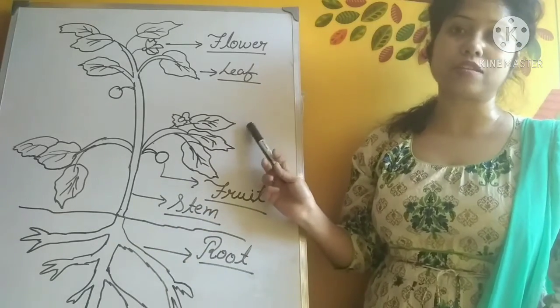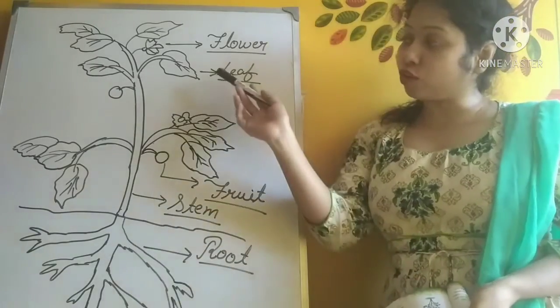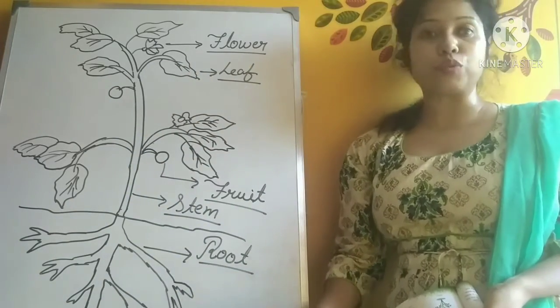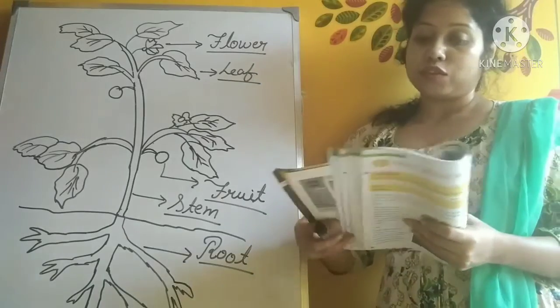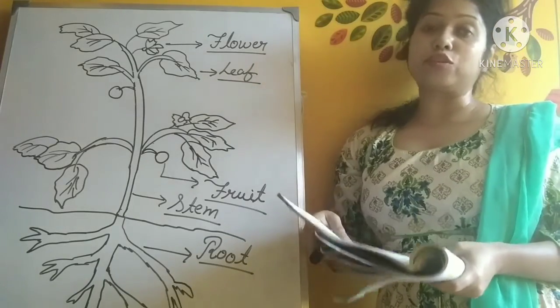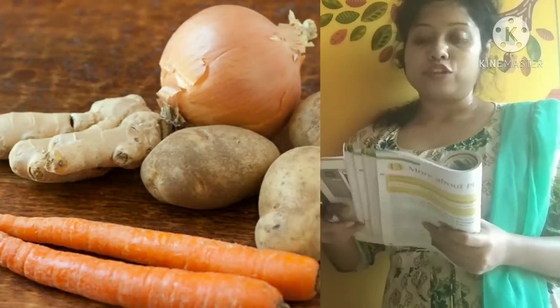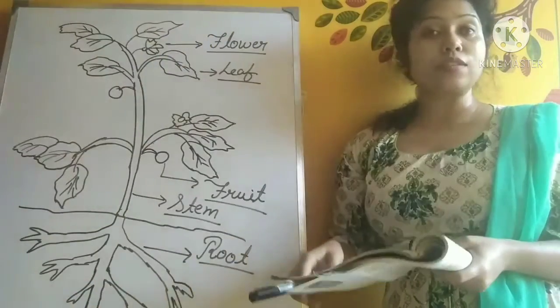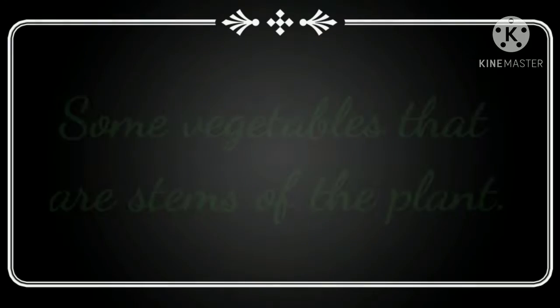Okay? So the plants also store their extra food into the stem and also into the roots. Fine. So we eat some of these stems and roots as vegetables. So potato, ginger and onion are common underground stems that we eat.